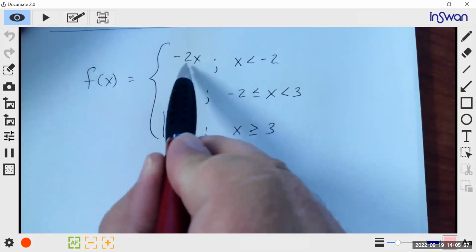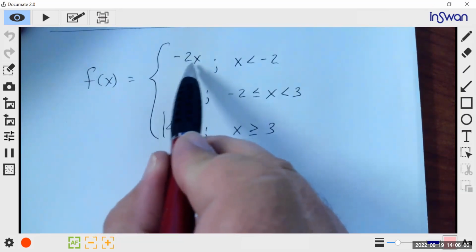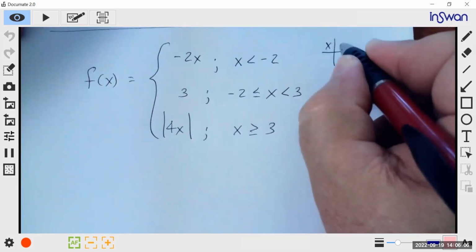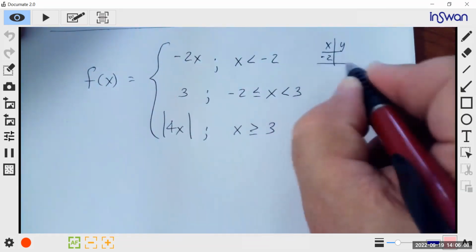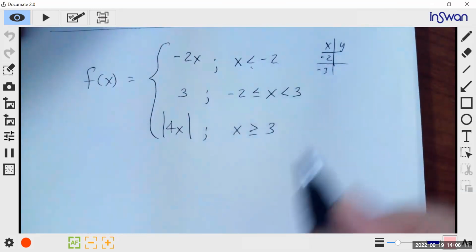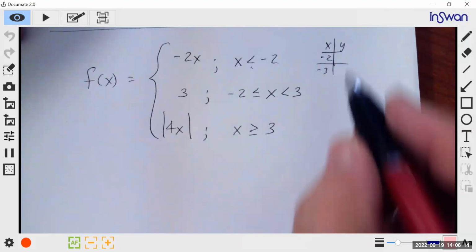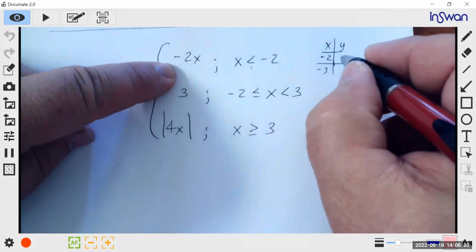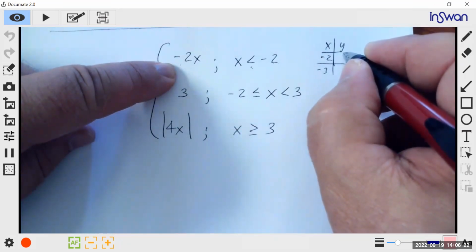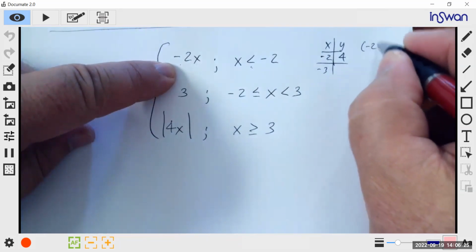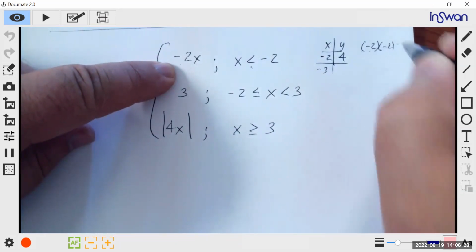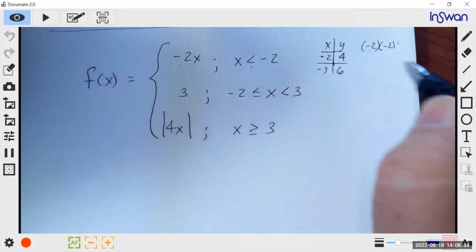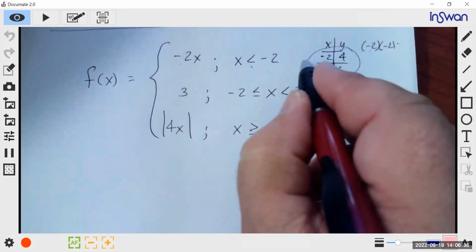What kind of graph is this going to be? This will be a line. It's a linear equation, so all we need are 2 points there. We'll start off at -2 and go to -3 because it has to be less than -2. When x is -2, what do we have? -2 times -2 is +4. Negative times negative makes it positive. When x is -3, it's +6. So here are our first 2 points for this first line.